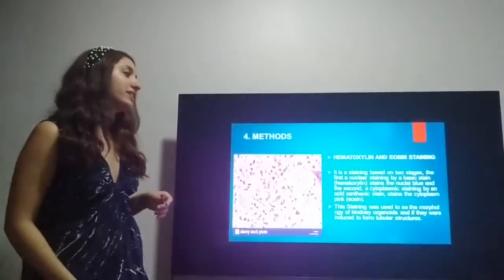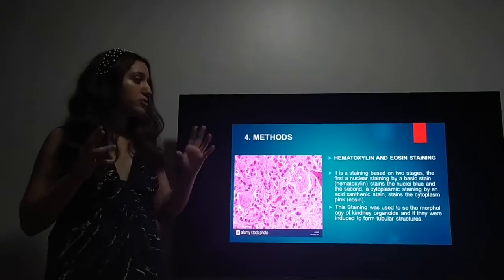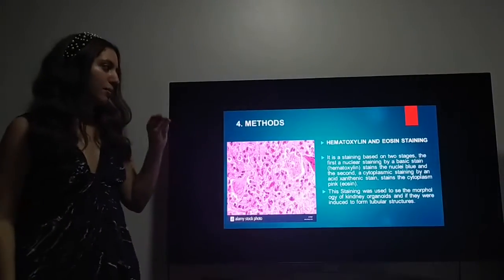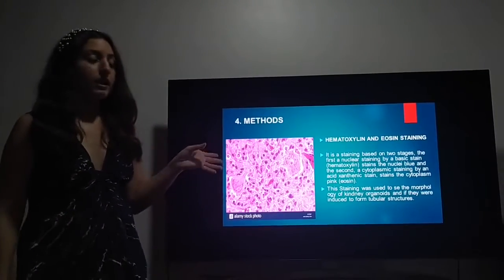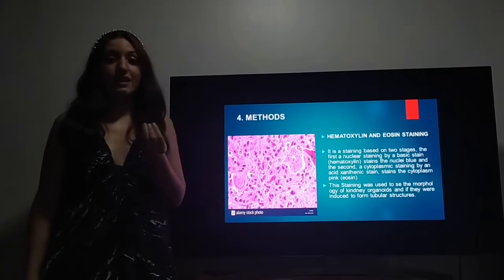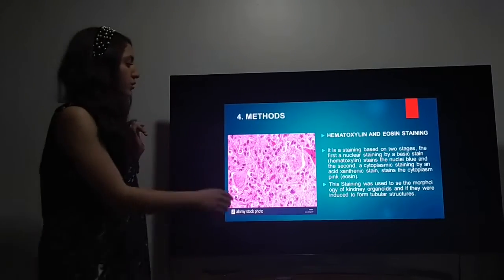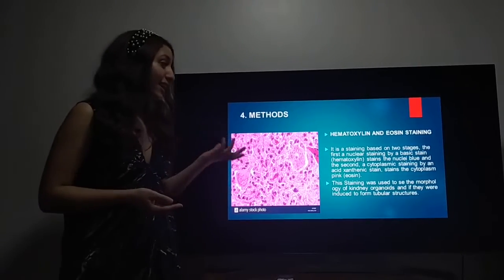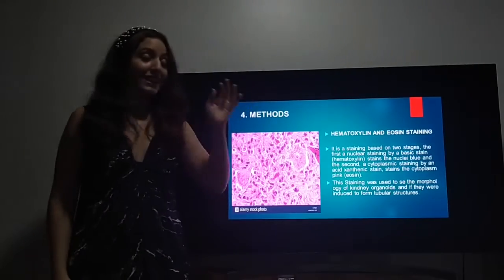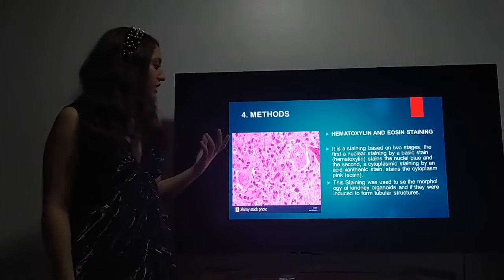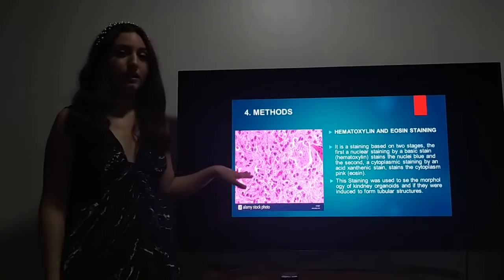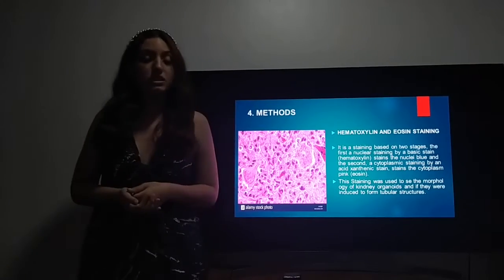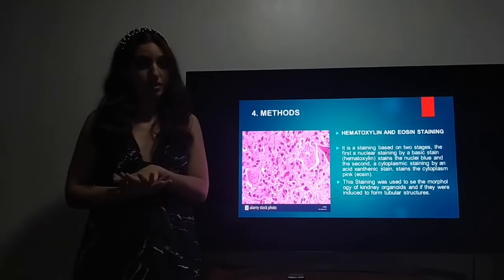Hematoxylin and eosin staining is composed of two stages. The first one is a nuclear staining by a basic stain, which is the hematoxylin. It will have affinity for the acid that is in the nucleus, so it will look like this, purple, sometimes blue. The other stage is the eosin, which is an acid stain, and it will have affinity for the cytoplasm and it will stain pink, like you can see here. So they use this to see the morphology of the kidney organoids.